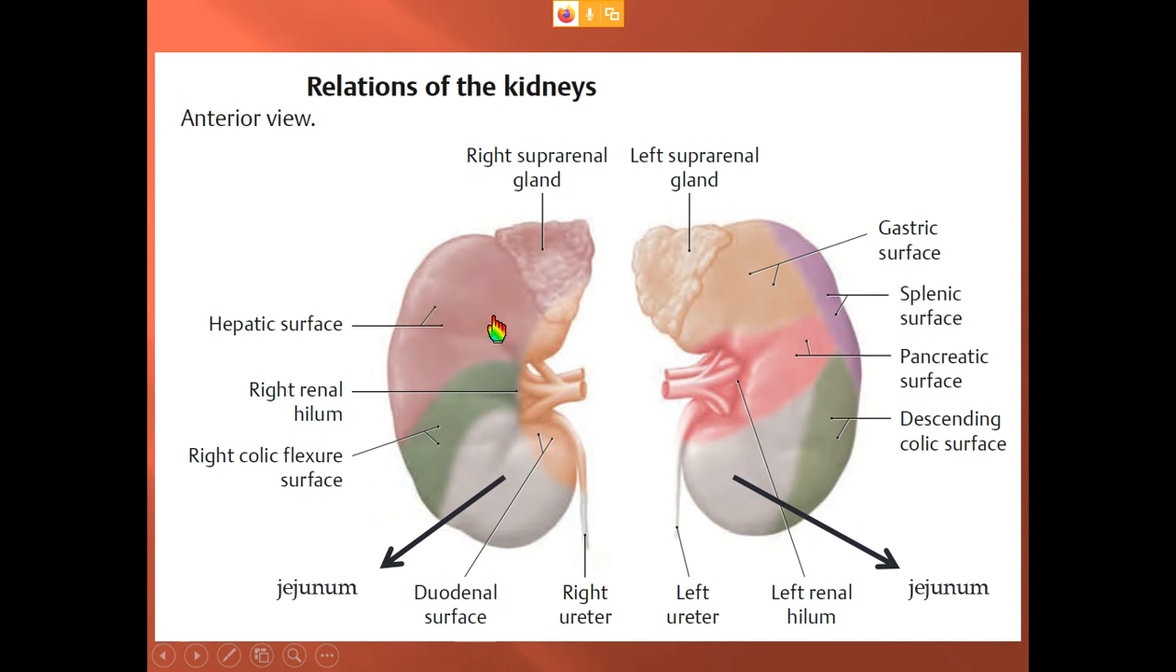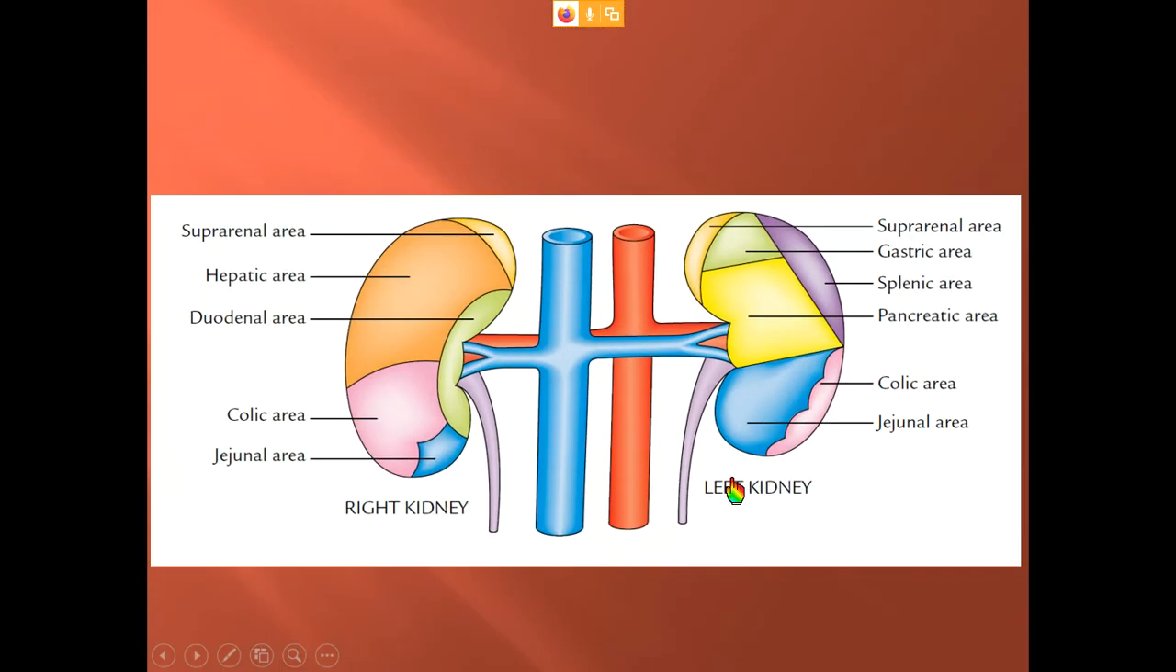Now the relations once again. The right kidney is anteriorly related to the liver, then the right flexure of the colon, the large intestine, then the jejunum, and here you can see the duodenum. These are the anterior relations of the right kidney. These are the anterior relations of the left kidney: anteriorly, the left kidney is related to the stomach, then the spleen, then the pancreas, then the descending colon or left flexure of the colon, and the coils of the jejunum. This is a clear diagram of the anterior relations of the kidney.